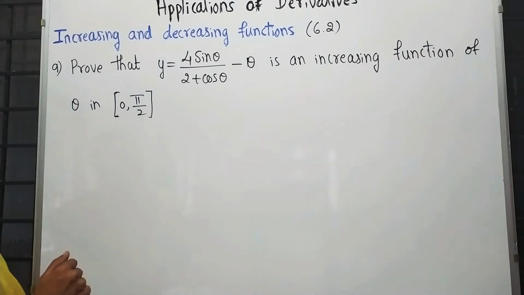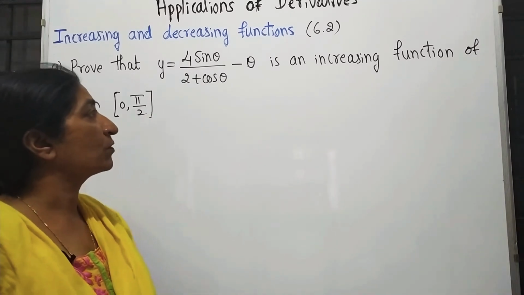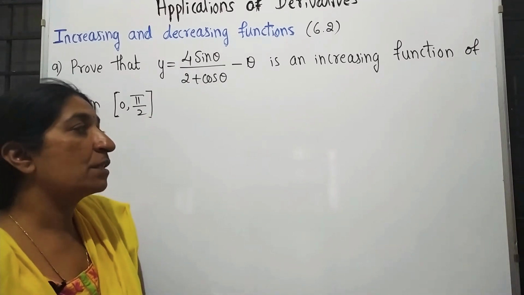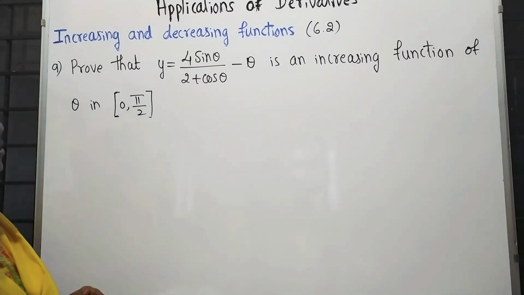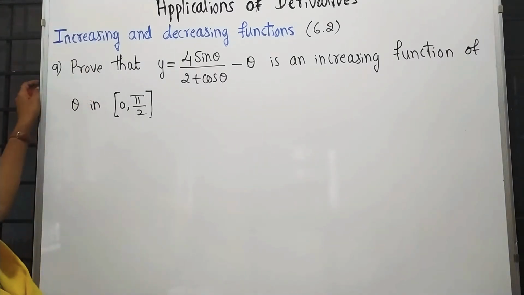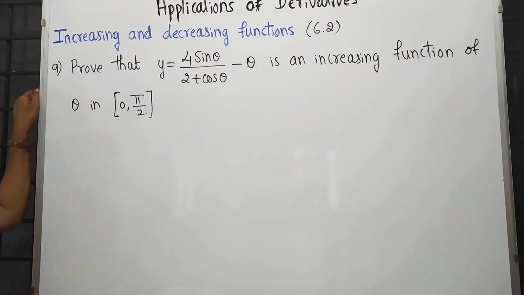Moving to the next question, see the question. Prove that the function y is equal to 4 sin theta upon 2 plus cos theta minus theta is an increasing function of theta in 0 comma pi by 2. Already the answer is also given in the question itself. We have to prove that the function is increasing in the interval 0 comma pi by 2. It is a closed interval.